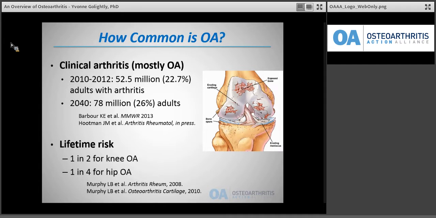So how common is osteoarthritis? The numbers that I'm presenting here are for arthritis in general, but osteoarthritis is by far the most common form of arthritis. About 22.7% of adults had arthritis in 2010 to 2012. And it's estimated that by the year 2040, about 26% of adults will have OA. And then the lifetime risk numbers are very impressive, with 1 in 2 anticipated to have knee osteoarthritis and 1 in 4 people with hip osteoarthritis.